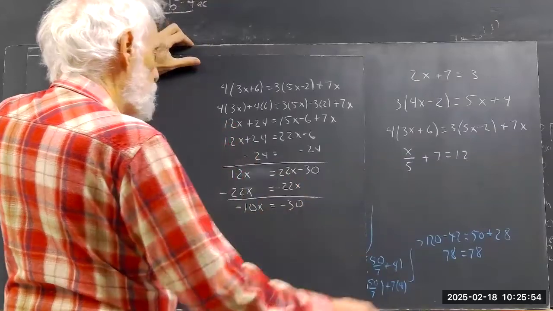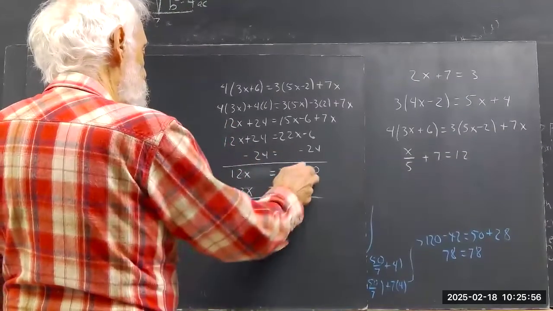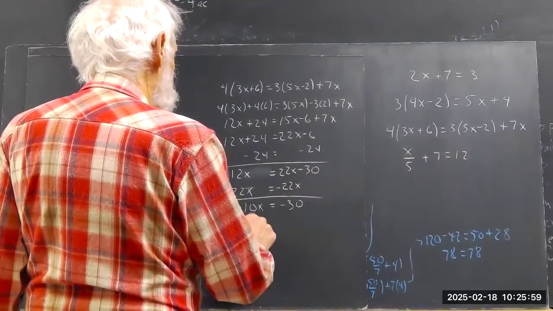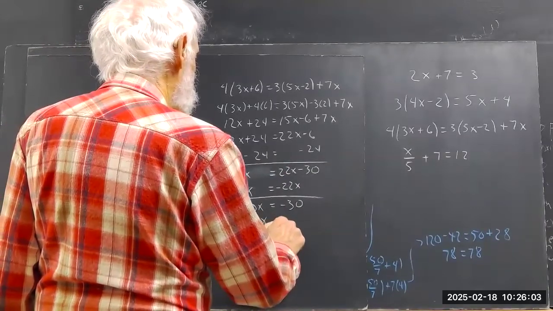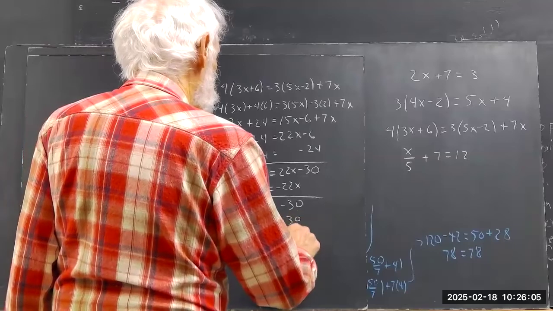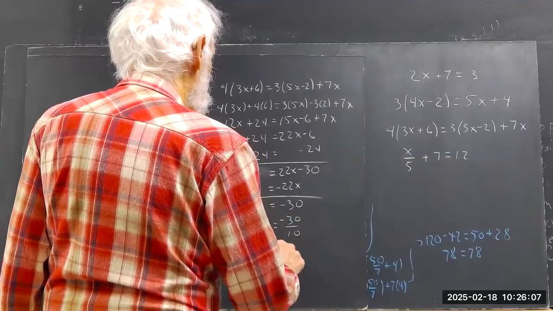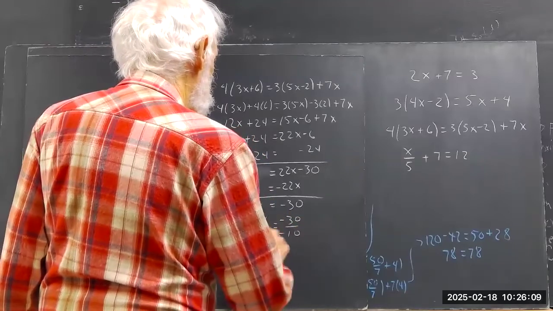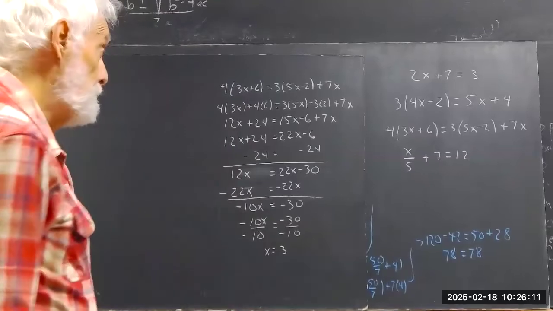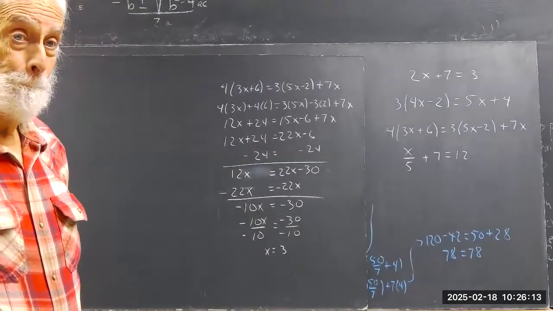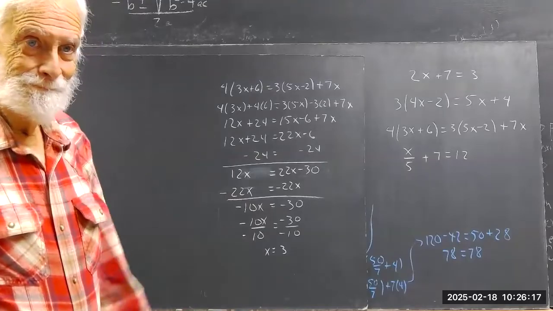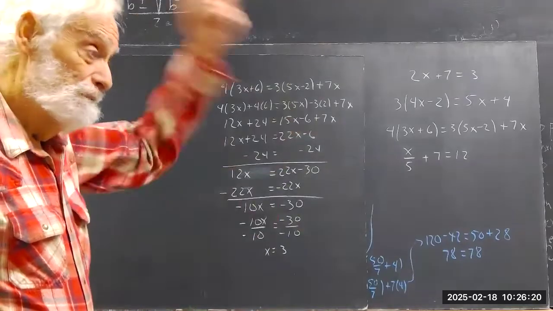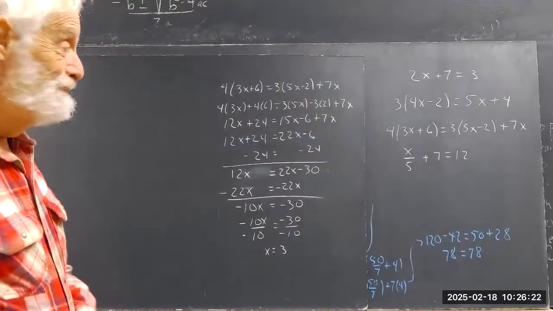Minus 22x is 0, so we don't have to write it down. Then we've got minus 30, and then we have negative 10x over 10 equals negative 30 over 10. X equals 3. Okay. Yeah, I had no idea that was going to pull up a whole number. We just write numbers down.